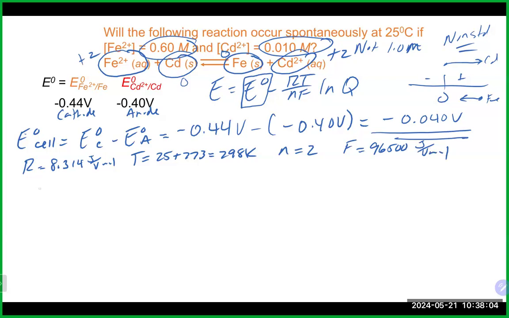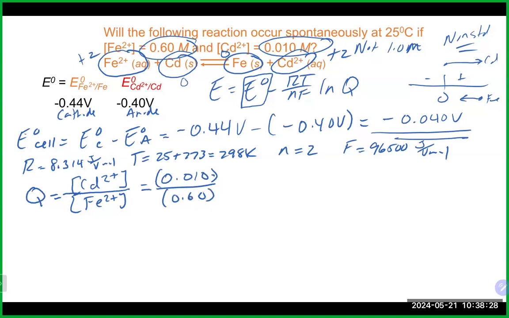We also need to calculate our Q, which is our products over our reactants. In this case, it would be the concentration of cadmium, which is our product, divided by the concentration of our iron. That would be 0.01 divided by 0.6. That's going to get us something like 0.01667.